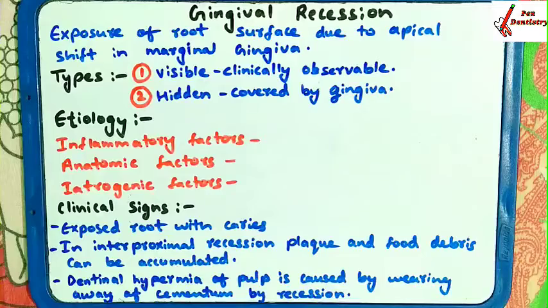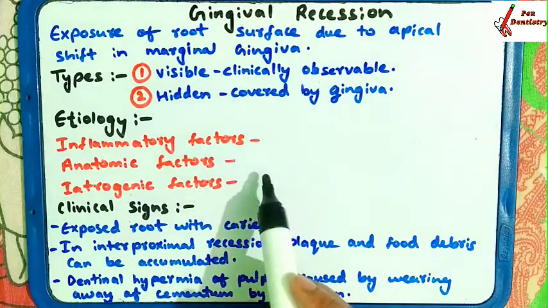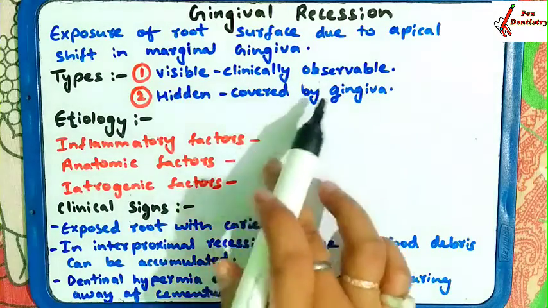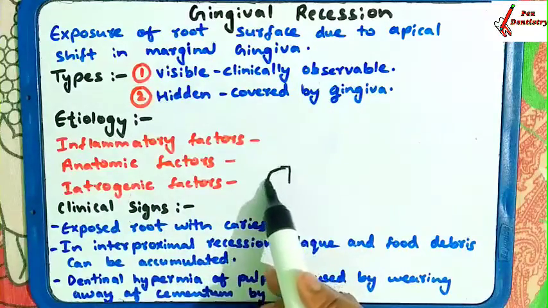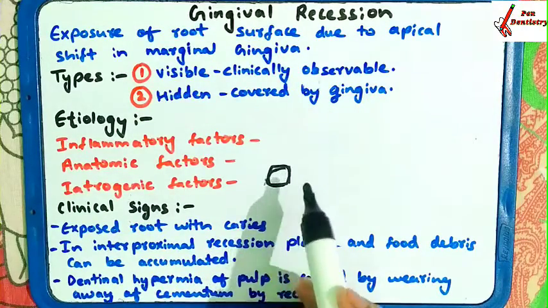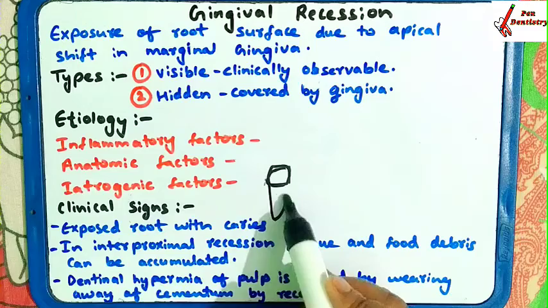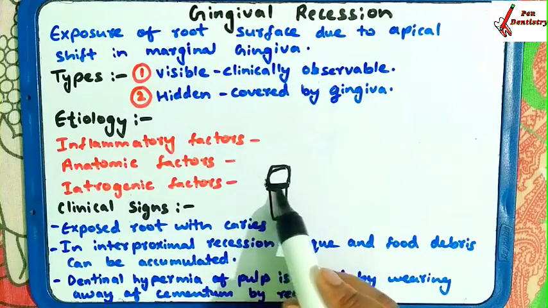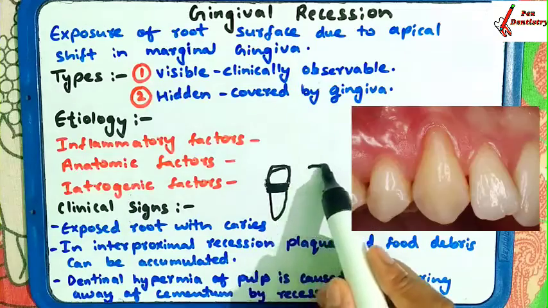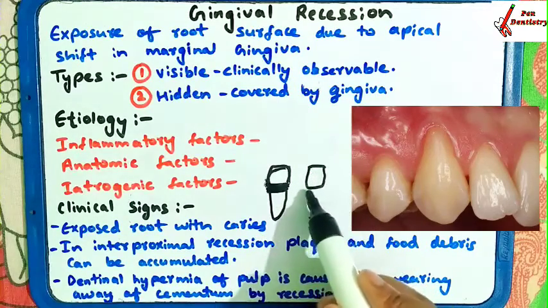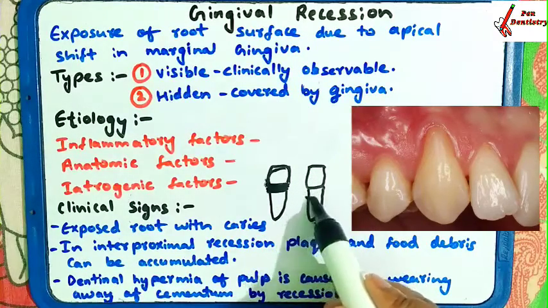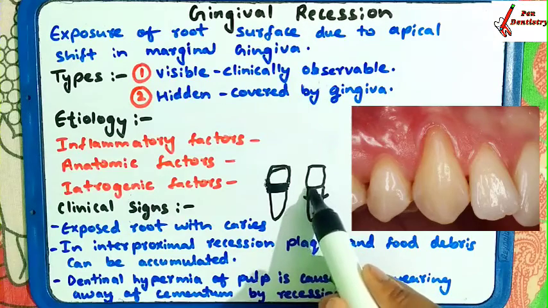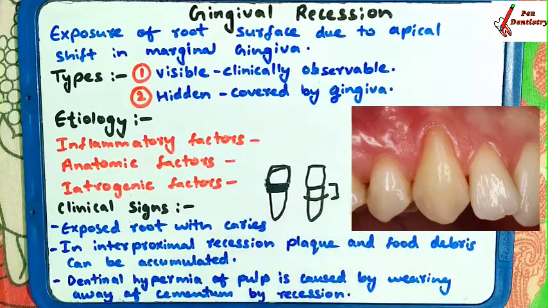The marginal gingiva is present on the tooth. If this is the tooth, this is the root part, and this is the marginal gingiva. If it has shifted down, that means the root will become visible. That is known as gingival recession.